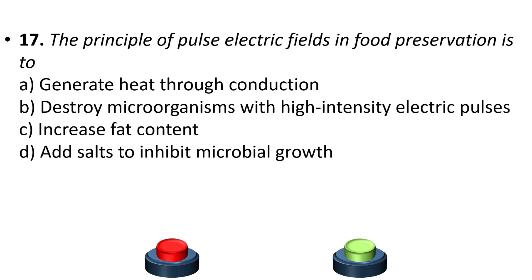17th question. The principle of pulse electric fields in food preservation is to generate heat through conduction, destroy microorganisms with high intensity electric pulses, C. Increase fat content, D. Add salts to inhibit microbial growth. Here answer option B. Destroy microorganisms with high intensity electric pulses.